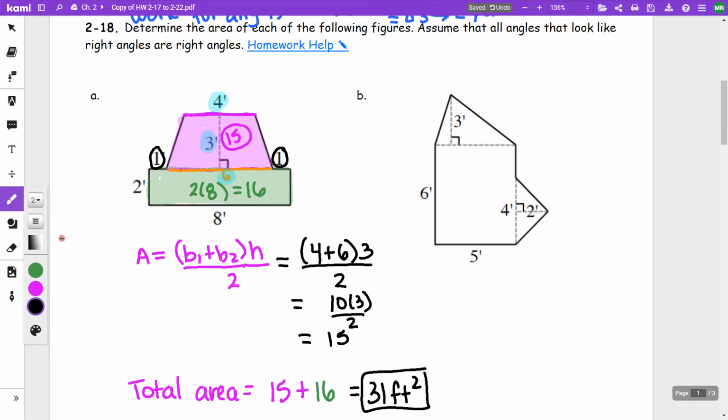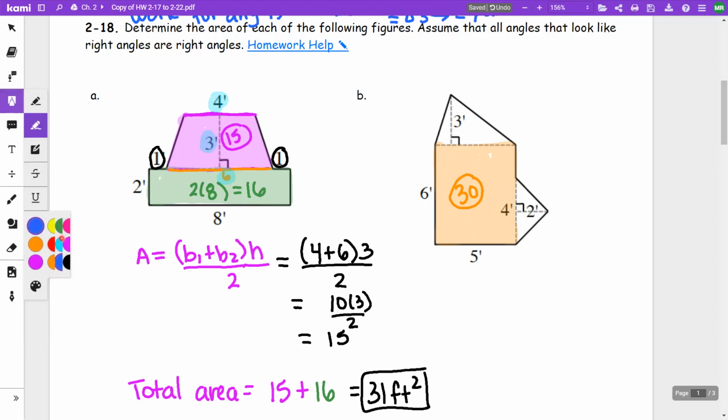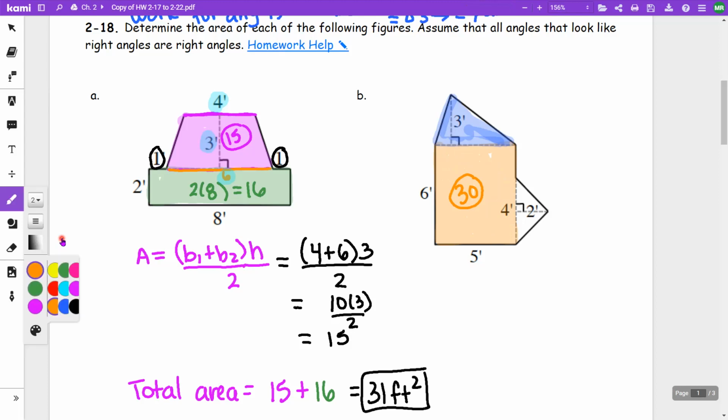Now on B, I have 3 different shapes that I'm finding here. I have this 6x5 rectangle, so that is going to have an area of 30. I have this triangle here on top, which has a perpendicular height of 3, because they show that this is perpendicular, so that's going to be my height.